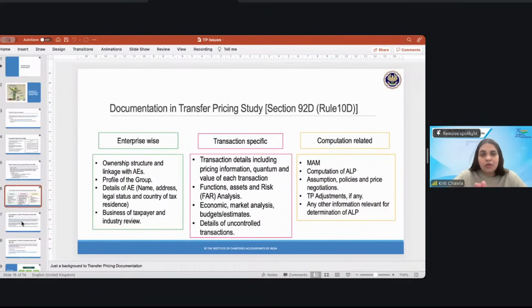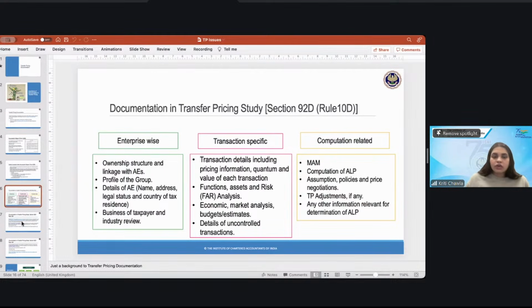If you read through the manual which has been given by the institute, you will see that the content of a transfer pricing study report in Section 92D has been provided in a detailed manner. It lists down everything. So it's not that I'm talking about all these TP study reports, etc., from a practical perspective only. This is also considered from an examination perspective, even the manual talks about the content of the transfer pricing study report.